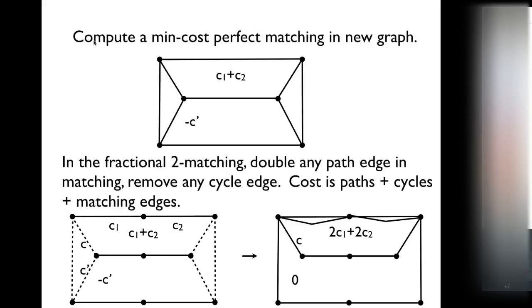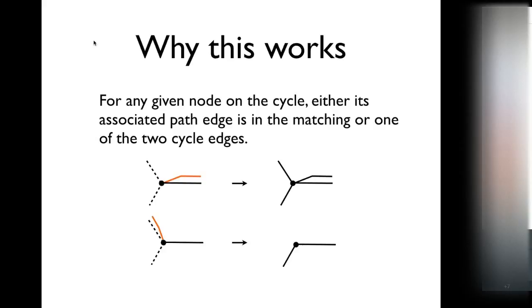So the first thing I need to convince you of is, in fact, that this gives me a graphical 2 matching. So every node should have degree 2 or 4. And the component size is going to be at least 3 because it was before. So why is that the case? Well, if you just look at a given node on a cycle, what could happen in terms of what it gets matched with? Well, it could get matched along its path edge, or it has a matching edge that's one of the cycle edges.